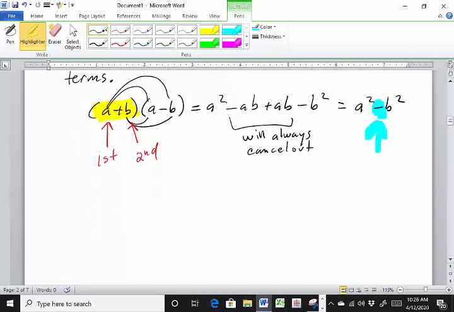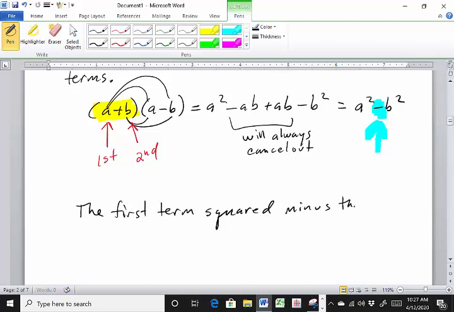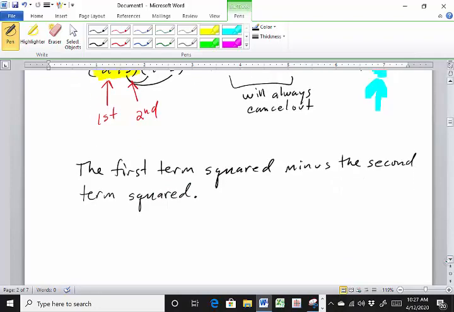So let me write this down. It's the first term squared, minus the second term squared. All right? All right, let's do it.